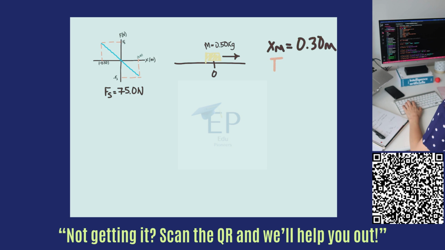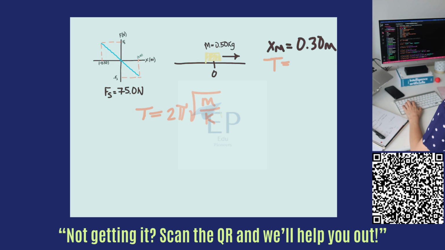The next thing we are asked to find is going to be our period. So we're trying to find the period of the oscillation. And we can do that if we start off with the equation period equals 2 pi times the square root of mass divided by our k, our spring constant. We'll be able to find the period.